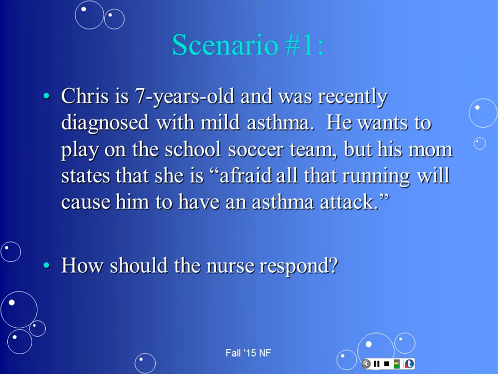All right. So we're talking a little bit about ways, when we talk about kids and compliance, and developmentally things we can do. Everything we look at with kids, we approach from a developmental perspective. Okay. So Chris is 7 and was recently diagnosed with mild asthma. He wants to play on the school soccer team, but his mom states she's afraid all that running will cause him to have an asthma attack. How do we need to respond to that?